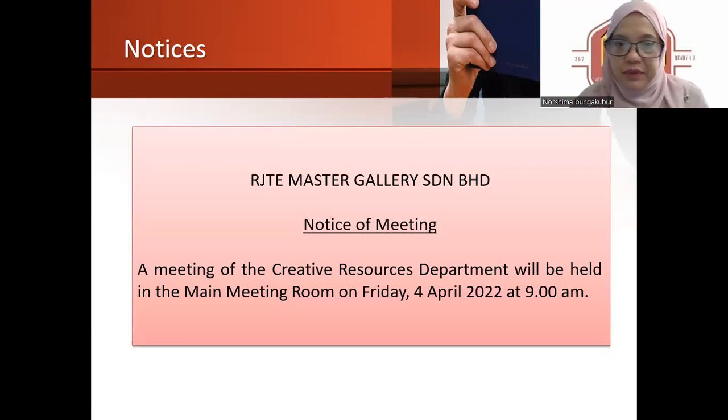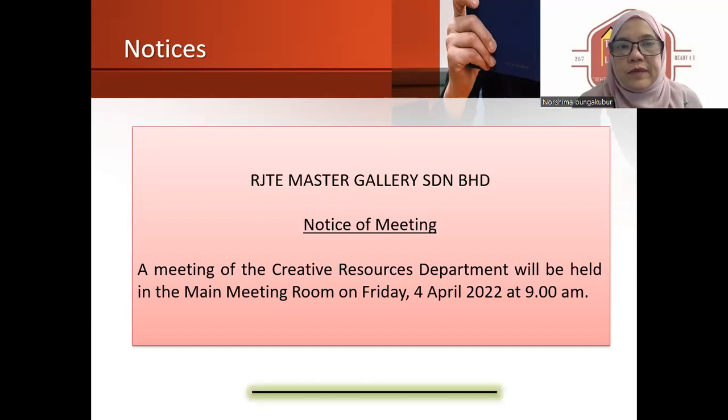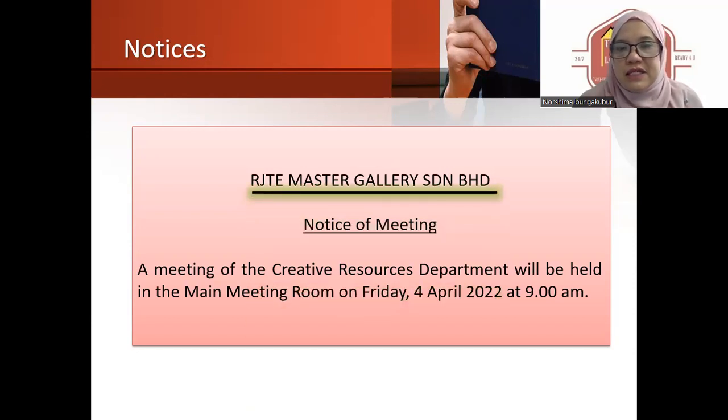Look at another example of a notice. RJTE Master Gallery Sdn Bhd. Notice of meeting, a meeting of the Creative Resources Department. So who should attend? Only people from the Creative Resources Department. It will be held in the main meeting room. That's the venue. On Friday, that's the day, the date 4th April 2022, at time 9 a.m. RJT Master Gallery Sdn Bhd, that's the name of the company.